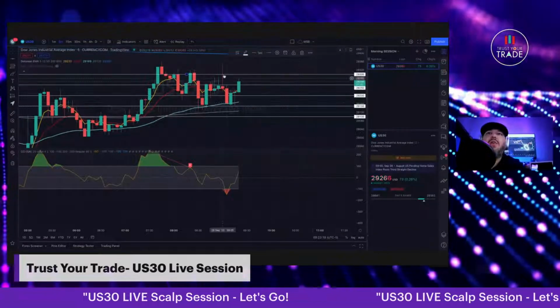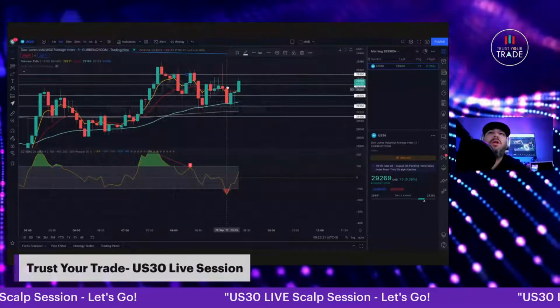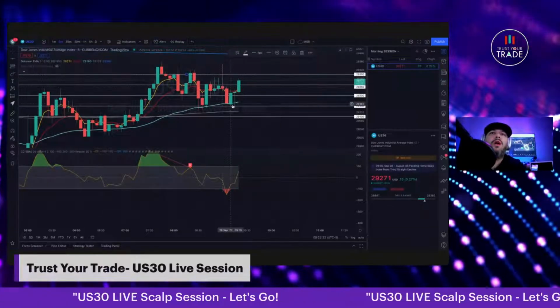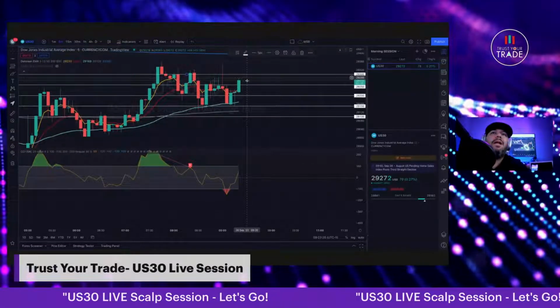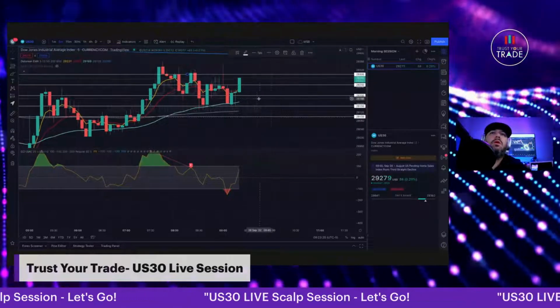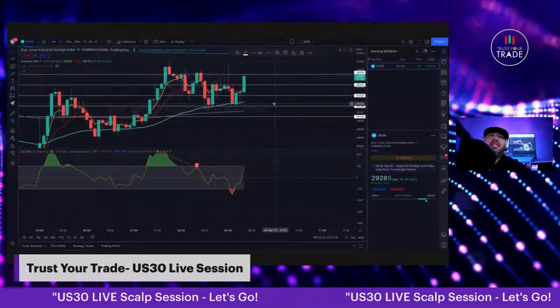Okay, at 9 o'clock, we saw her bounce off this 29,300. We saw her bounce off this 29,300, came all the way down to this 29,150, and then shot back up. Okay, so let's see if she bounces again.